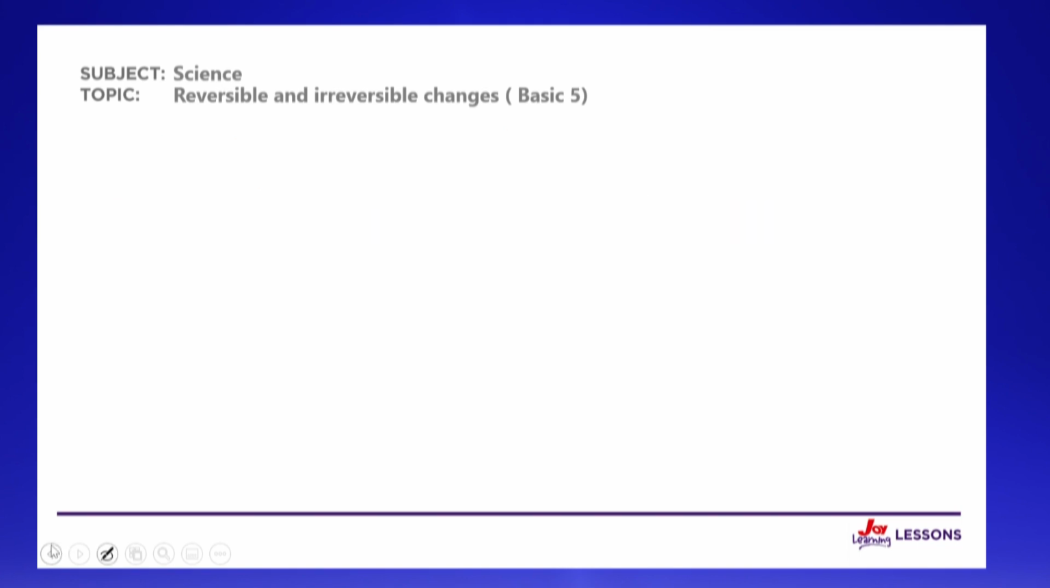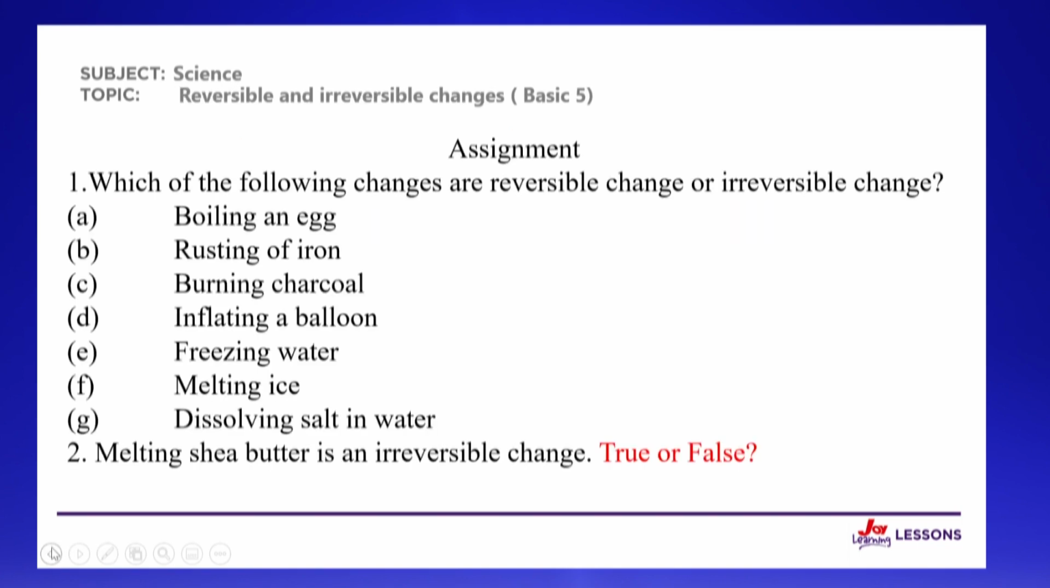All right, so the assignment. One, which of the following changes are reversible change or irreversible change? A, boiling an egg. You are to indicate whether it is reversible or irreversible. B, rusting of iron. C, burning of charcoal. D, inflating a balloon. E, freezing water. F, melting ice. G, dissolving salt in water. And two, melting shea butter is an irreversible change. True or false? All right.